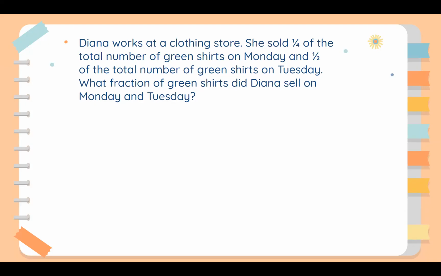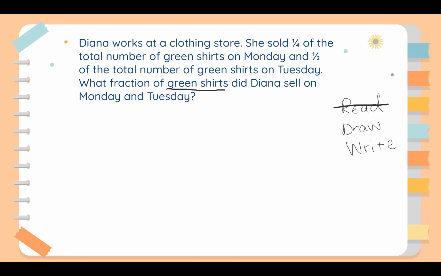Our next problem. Diana works at a clothing store. She sold 1/4 of the total number of green shirts on Monday and a half of the total number of green shirts on Tuesday. What fraction of green shirts did Diana sell on Monday and Tuesday? We're going to use our attack strategy, read, draw, write. We already read the problem, so we can cross out that step. We want to go back and figure out, what is this problem talking about? This problem is all about green shirts.